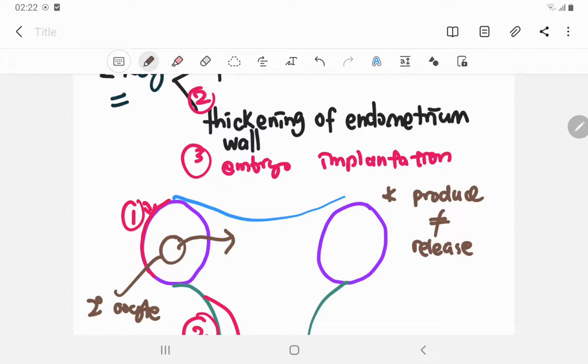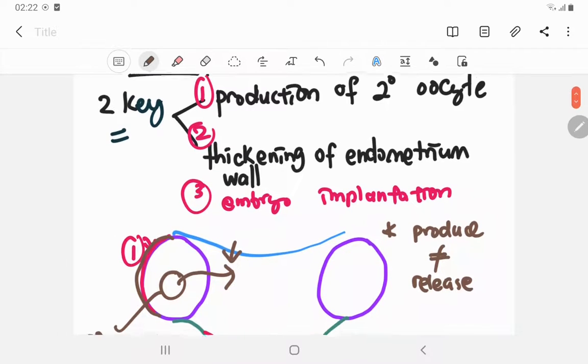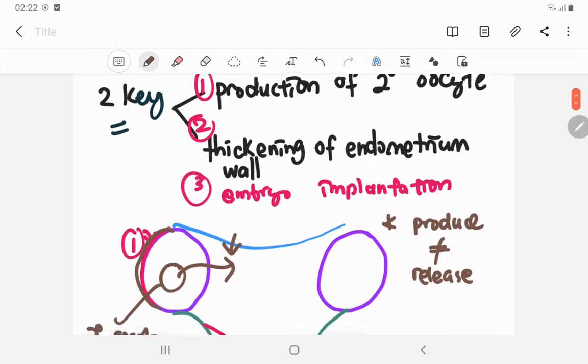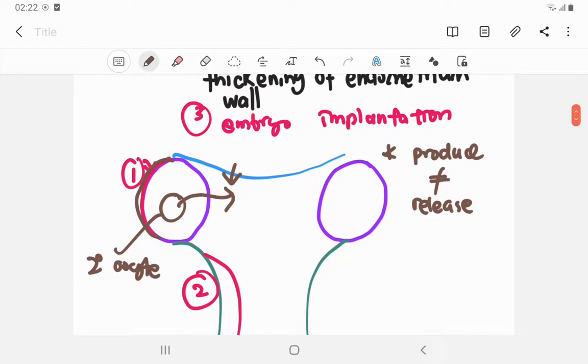Proses penghasilan secondary oocyte berlaku dalam ovary. Proses pembebasan secondary oocyte ialah secondary oocyte dibebaskan dari ovary ke fallopian tube. Kat sinilah fallopian tube. Okay, so production of secondary oocyte, thickening of endometrium wall. Let's say there is sperm here. So ada sperm, ada secondary oocyte sini. So plus dekat sini menunjukkan ataupun mewakili proses fertilization.